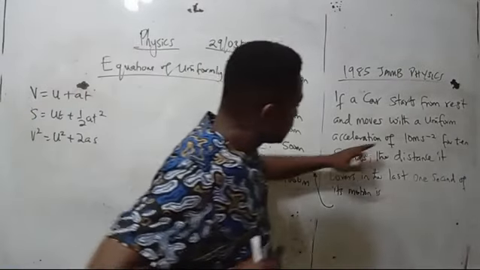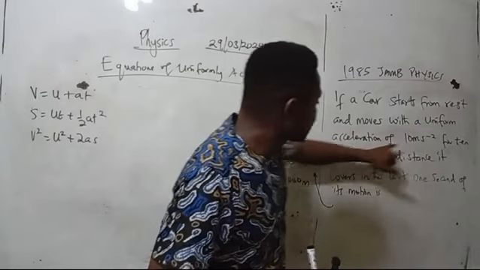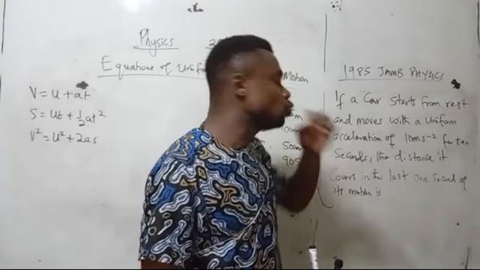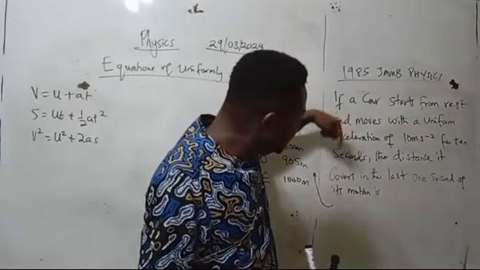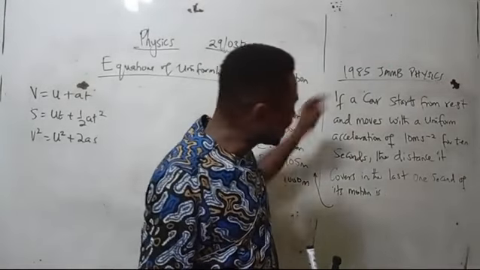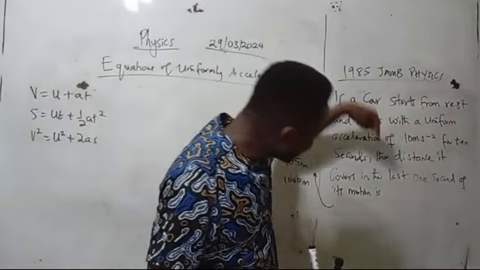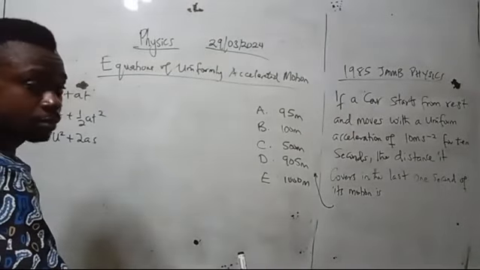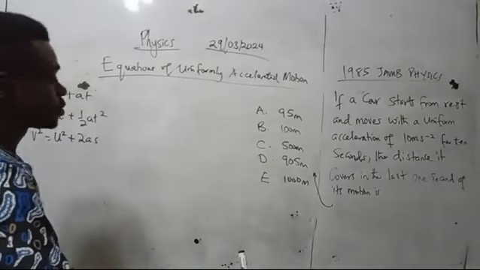Watch. With a uniform acceleration of 10 meters per second for 10 seconds. But we were asked to find the distance it covered in the last 1 second. In the last what? 1 second. So what's the answer?